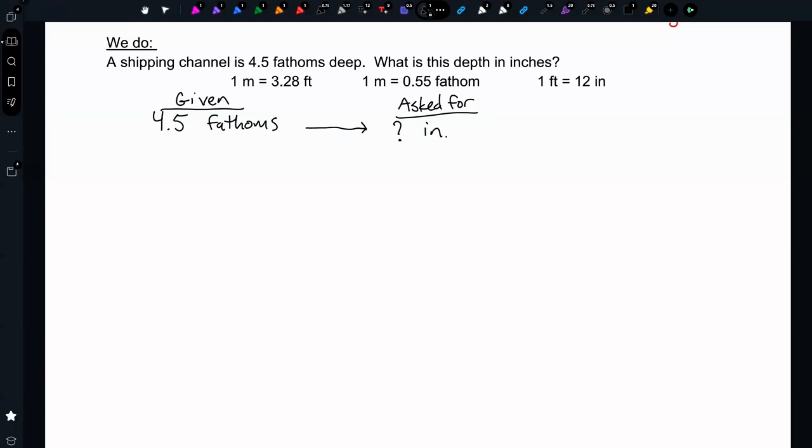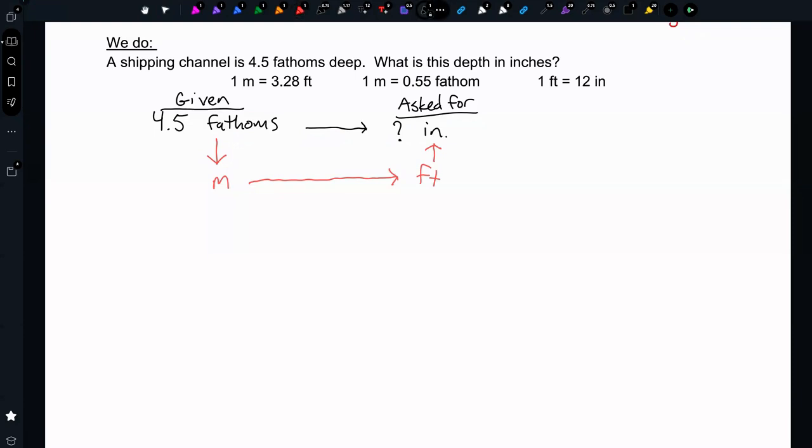Okay. Now, I'm given three relationships here. I don't have any direct relationship between fathoms and inches. So if I map out how I'm going to get there, well, I do have a relationship between fathoms and meters. So I can go from fathoms to meters. Okay. I then have a relationship between meters and feet. So I could go from meters to feet. And then I have a relationship between feet and inches. So I could go feet to inches. So I'm looking at a three-step conversion here.